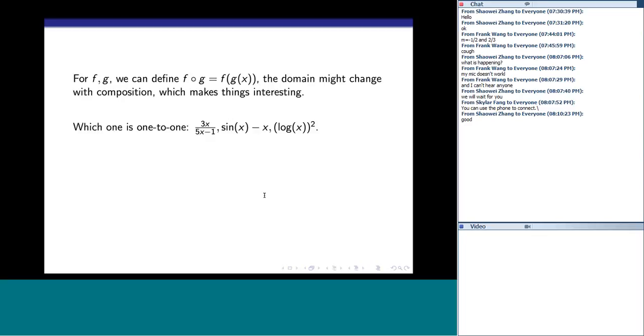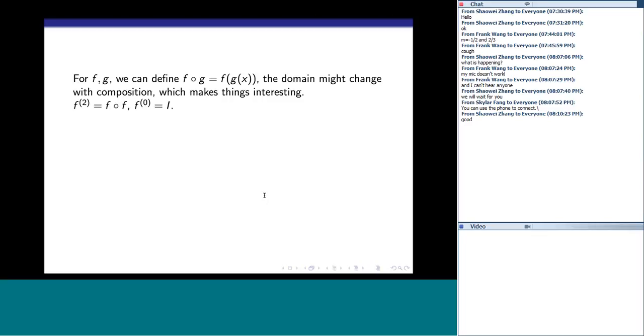The next thing, the composition. You can define two functions composed by just applying one after another. So the domain might change. We learned the log thing, right? That composition makes the domain change weird, right? You remember? Okay, so this is where the tip is coming from.